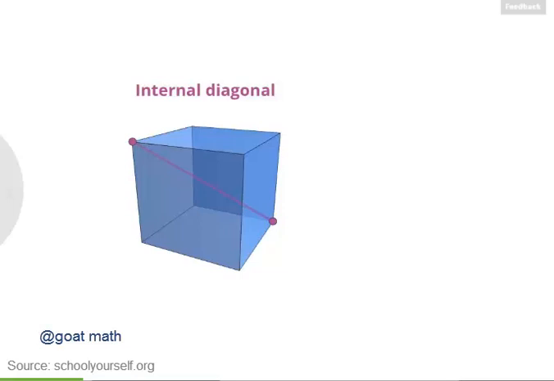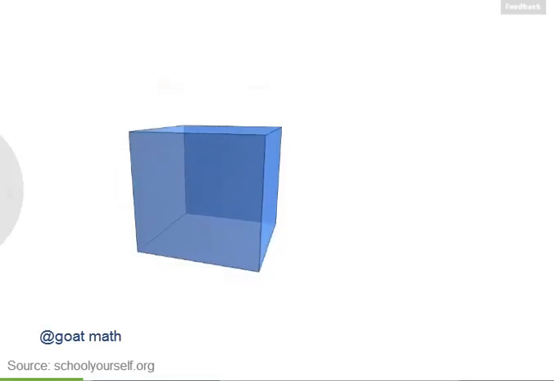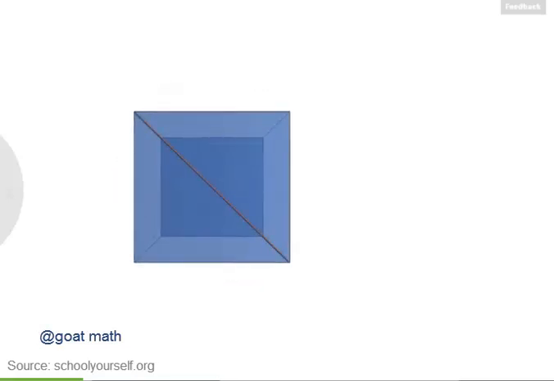Suppose this is a unit cube, meaning each side or edge has a length of 1. How long is this cube's internal diagonal? Let's find out. First, let's look at one of the cube's faces, and let's draw in a diagonal for this face. Note that this is not an internal diagonal because it doesn't pass through the inside of the cube.